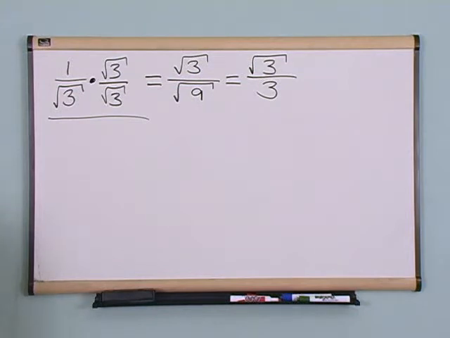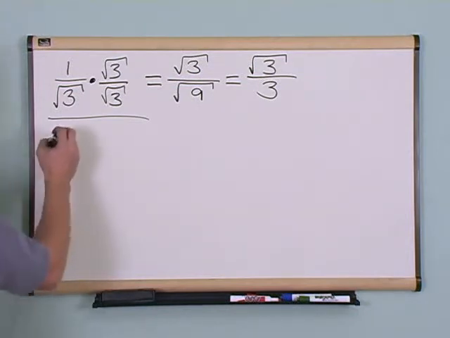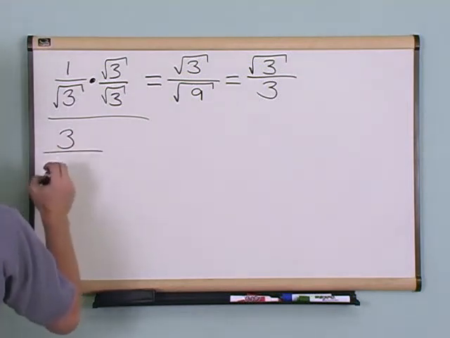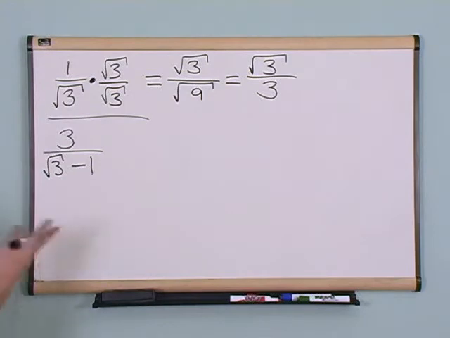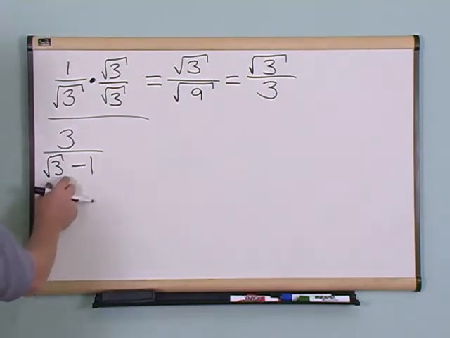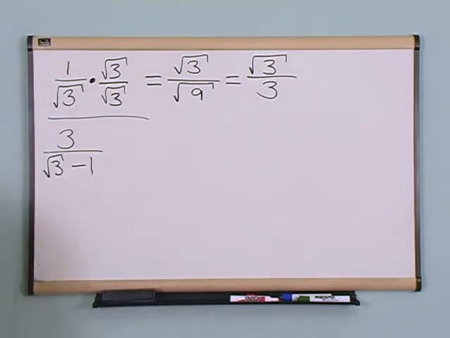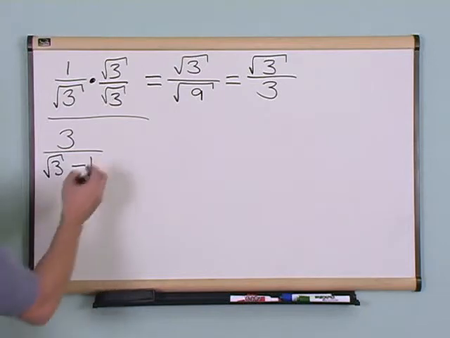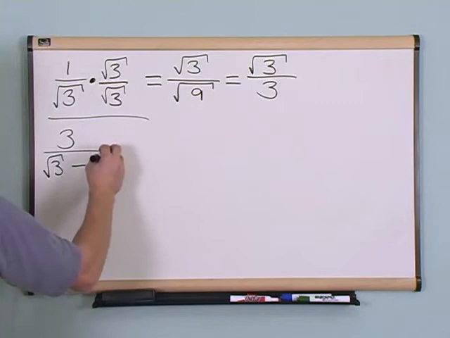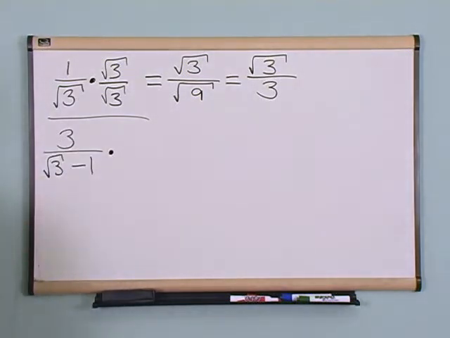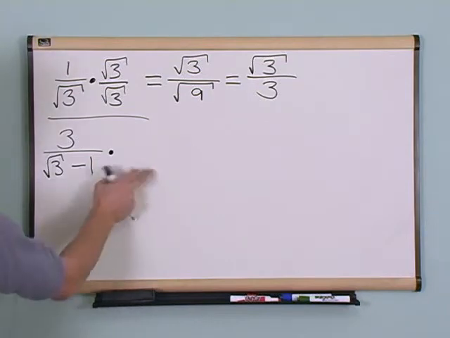Now, what if you had something a little bit more interesting, like 3 over square root of 3 minus 1? And you wanted to simplify that. Again, you don't like radicals on the bottom. So what you want to do is you want to simplify that, and you want to multiply top and bottom by something. Okay? And let me show you, at first I'm going to show you what not to multiply by. And I'm going to show you why.